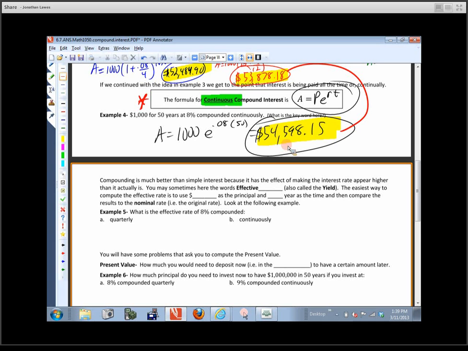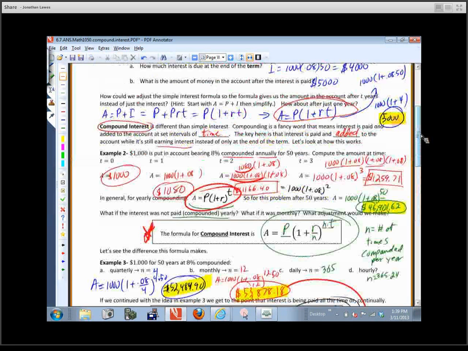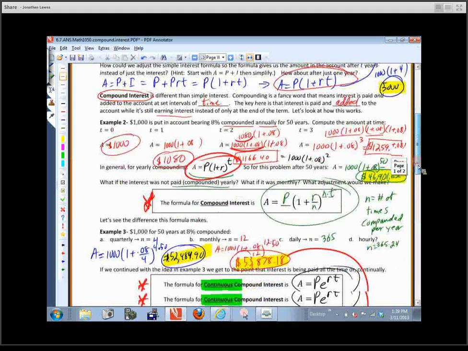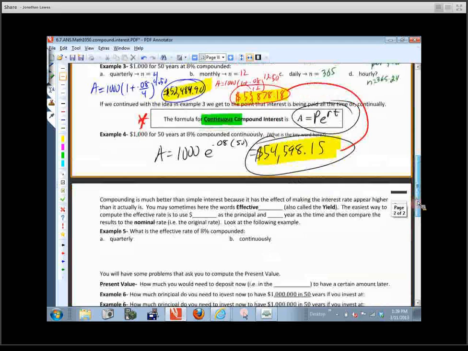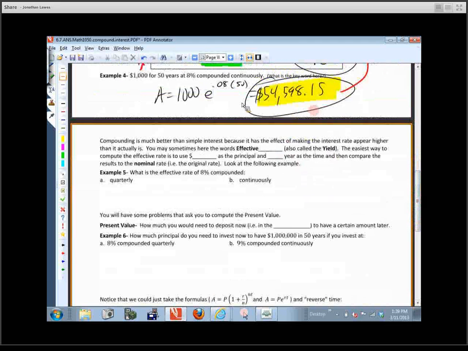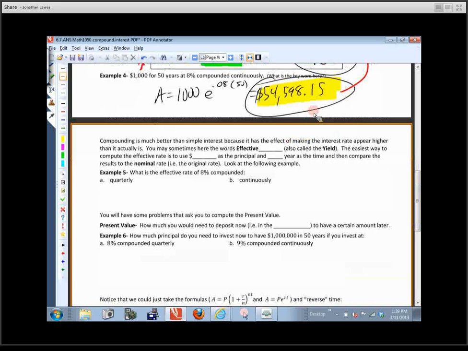But it was all based on 8%. So we've got the difference between way up here, $5,000, $47,000, $52,500. Okay? It has the effect of making that interest rate appear much larger. Why did this $1,000 go to $55,000? Because of that compounding. Again, compounding makes the interest rate seem bigger than it actually is.